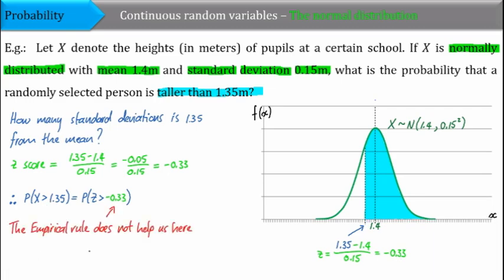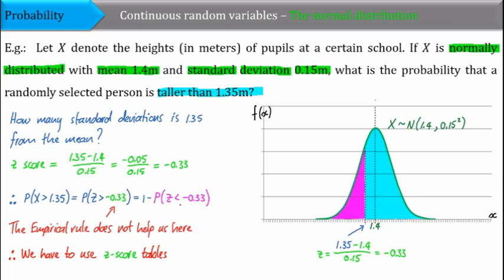Now again, the empirical rule doesn't help us here, because the empirical rule is just for 1, 2, and 3 standard deviations, and this is a fraction. So we need to use our z-tables. However, because the z-tables are cumulative, I'm not going to find greater than on the table. I need to take the complement of this. So it's 1 minus the probability of z less than negative 0.33. So I'm going to find this purple area on the table, and then subtract it from 1, and then I'm going to get the blue area as my result.